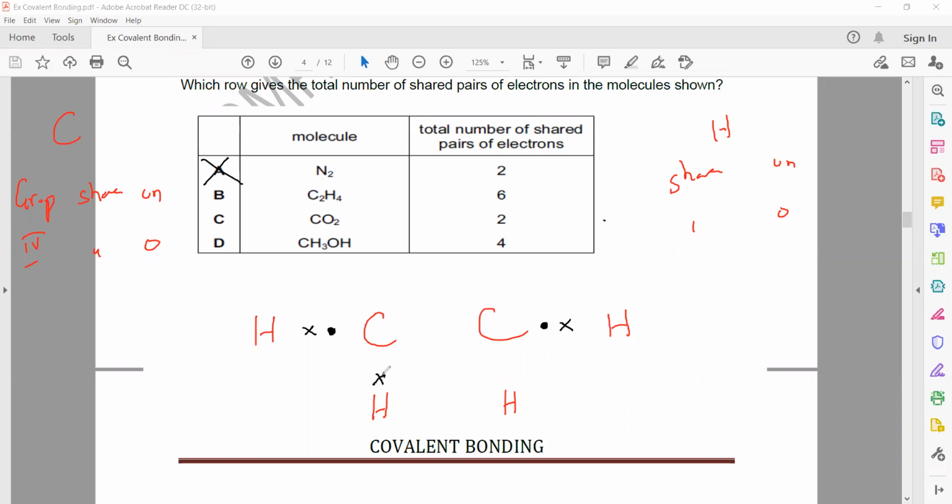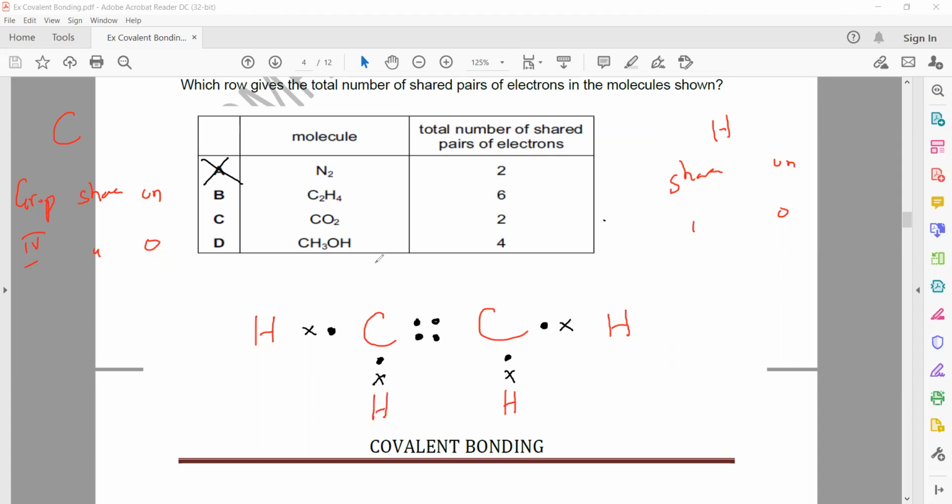So if this hydrogen shares 1, carbon will share 1, hydrogen shares 1, carbon will share 1. But the total number of electrons which each hydrogen shares is 1, while the total number of electrons which each carbon should share is 4. But the carbon on the left-hand side shared only 2 and the carbon on the right-hand side also shared only 2. So the remaining 2 electrons are shared between the 2 carbon atoms. So this is the structure of C2H4.